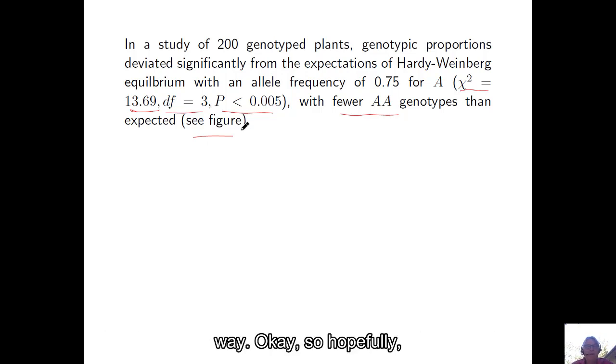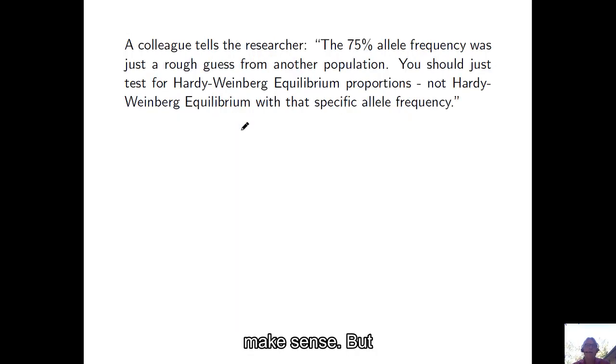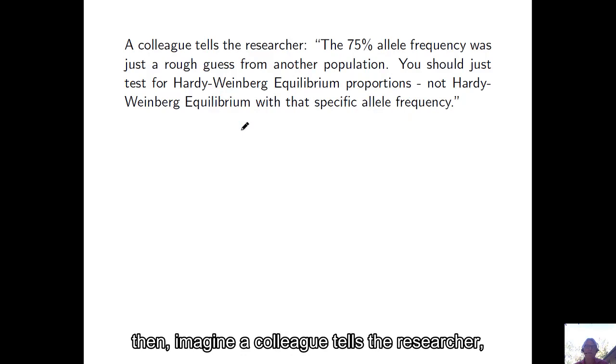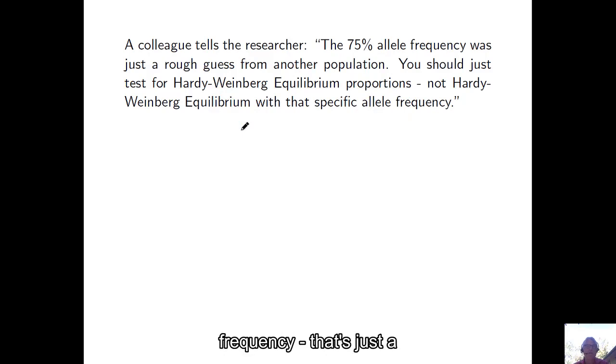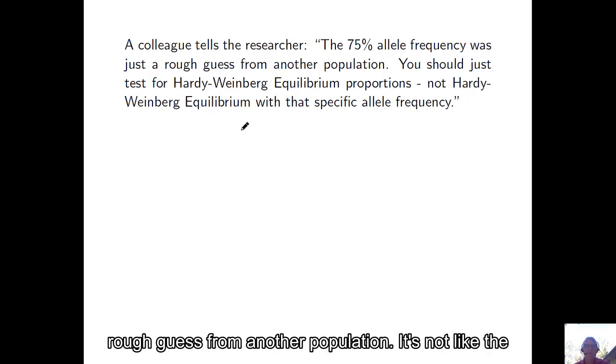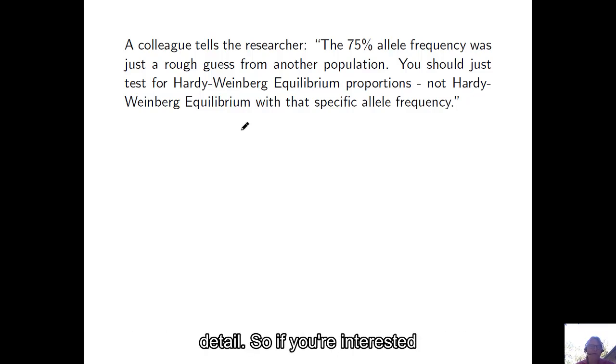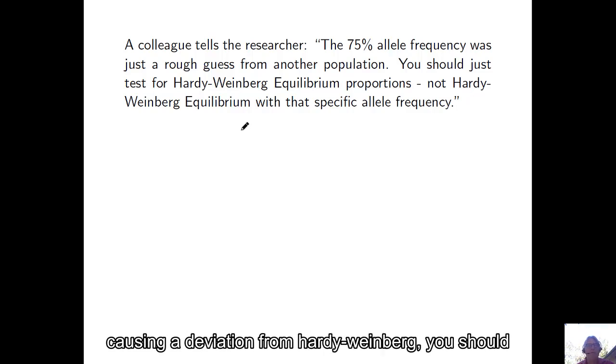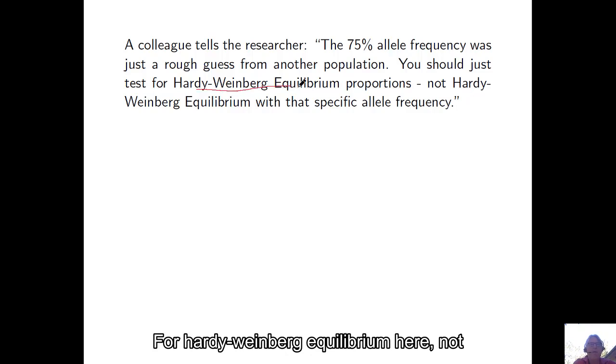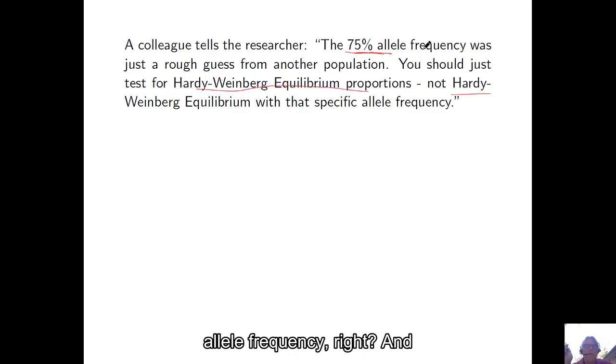Okay, so hopefully that seems familiar and makes sense. But then imagine a colleague tells the researcher, that 75% allele frequency you used there, that's just a rough guess from another population. It's not like a true value that we know from studying this population in great detail. So if you're interested in whether there's evidence of something causing a deviation from Hardy-Weinberg, you should just test for Hardy-Weinberg equilibrium here, not Hardy-Weinberg with this specific allele frequency, right?